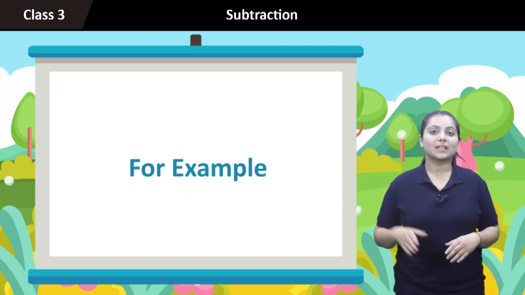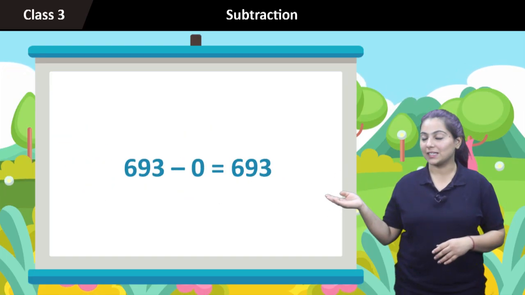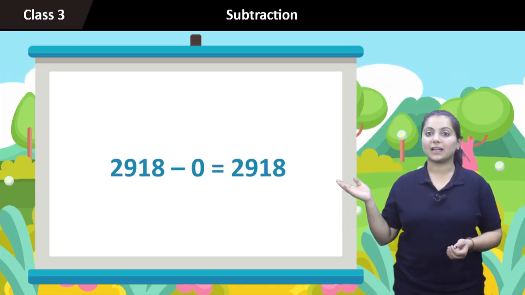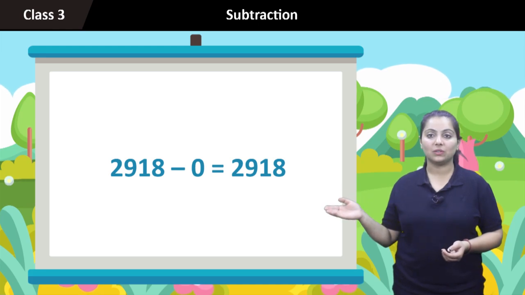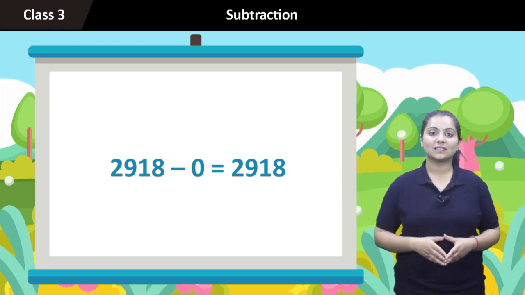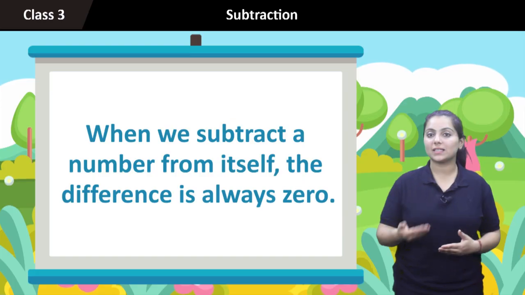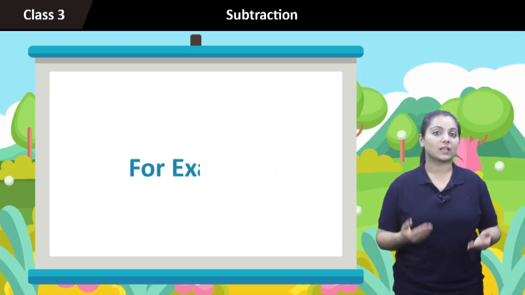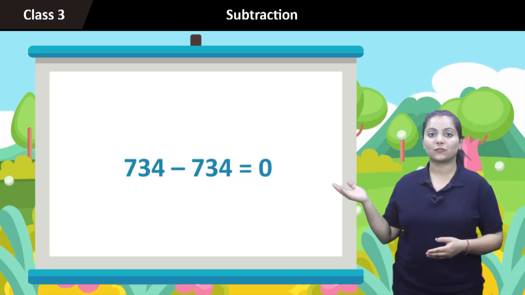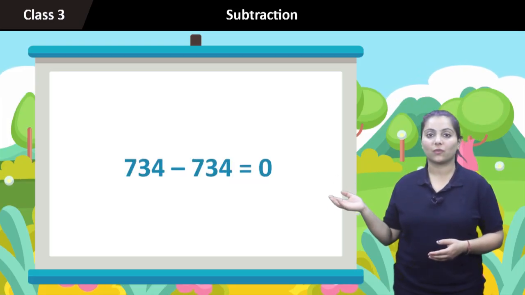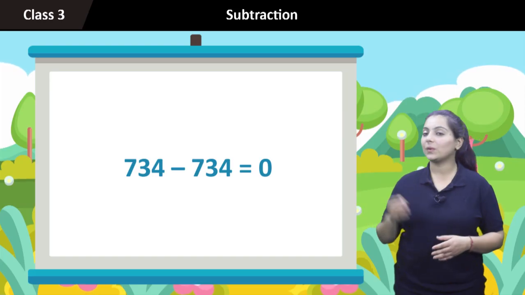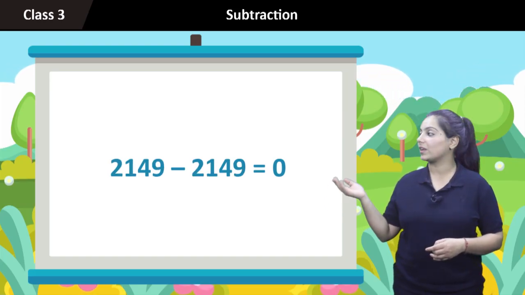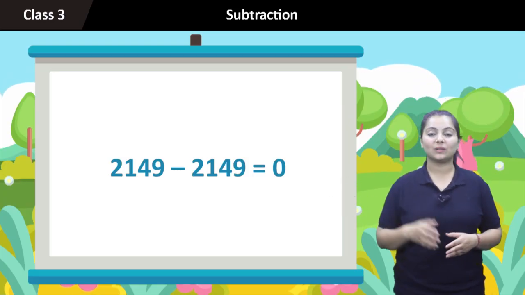Properties of subtraction. When we subtract 0 from any number, the difference is the number itself. For example, 693 minus 0 is equal to 693. 2,918 minus 0 is equal to 2,918. When we subtract a number from itself, the difference is always 0. For example, 734 minus 734 is equal to 0. 2,149 minus 2,149 is equal to 0.